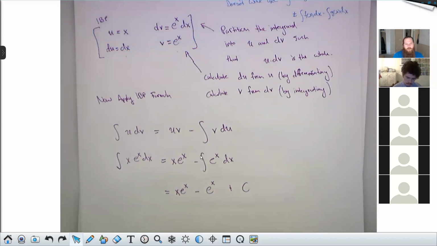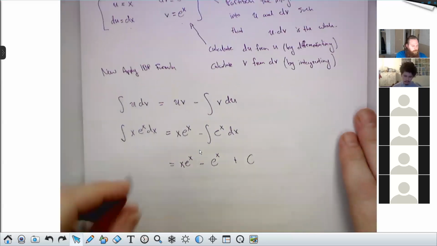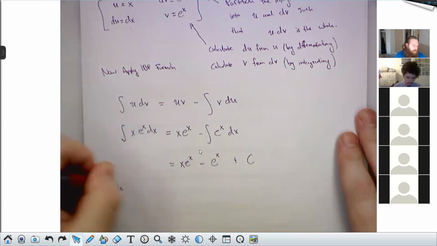So after you write down your IBP formula and plug things in, if the integral over here is not nicer than the integral you started with, then you should go back and try something else. But there's a much better way. There's a much better rule here. There's a rule for choosing u and dv.